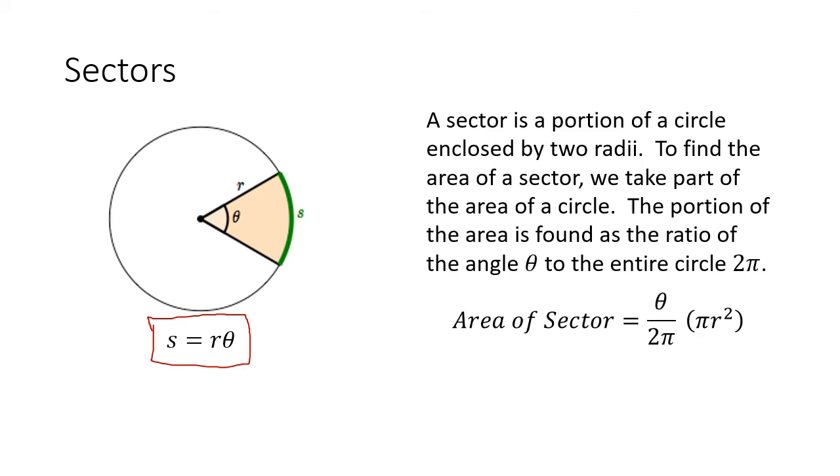So the part to the whole is theta to 2 pi, which means the area of my sector is that fraction, theta over 2 pi, times the area of my circle, pi r squared. Then we cancel out the pi's, simplify, and rewrite a little bit, so that we write the area of a sector as 1/2 r squared theta.